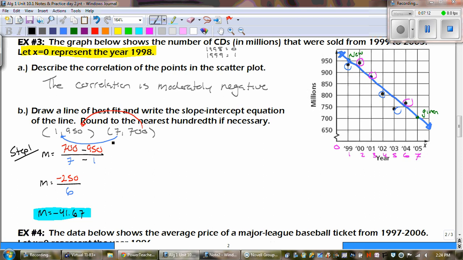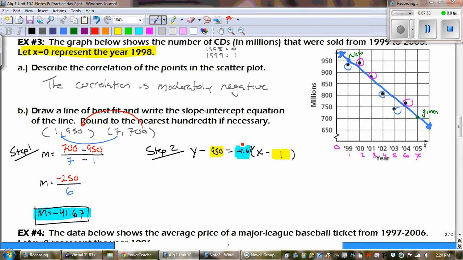Okay, and that's the first thing that we need to do. And now, after we do step 1, we have to do step 2, which was plugging into point slope. Okay, we have to put the slope, and then we need the point. And it doesn't matter which point you use. Okay, just use one of them. Our slope was the negative 41.67. Okay, and I'm just going to do the first point, so negative 950 and 1.